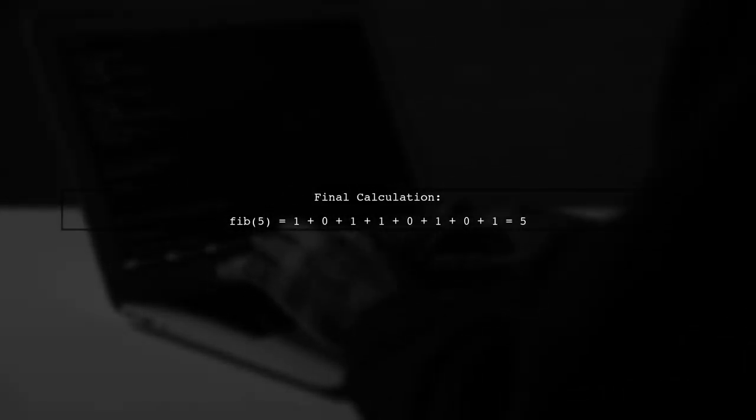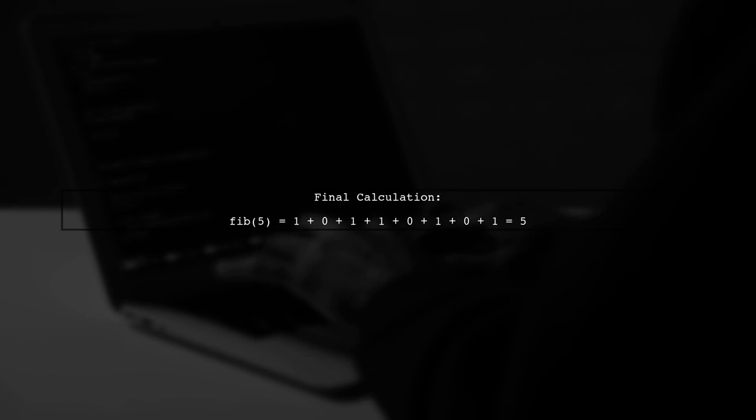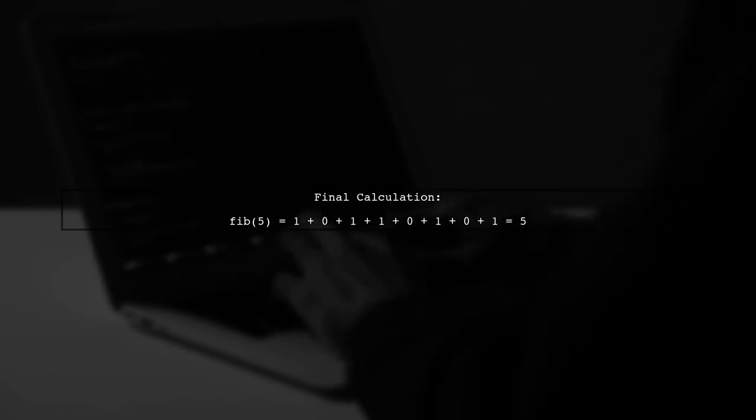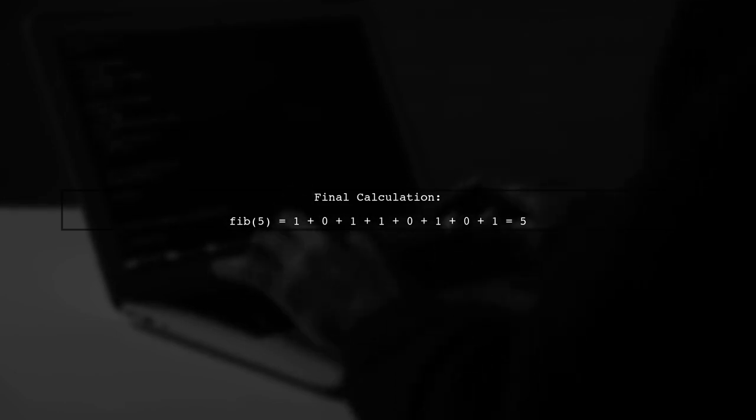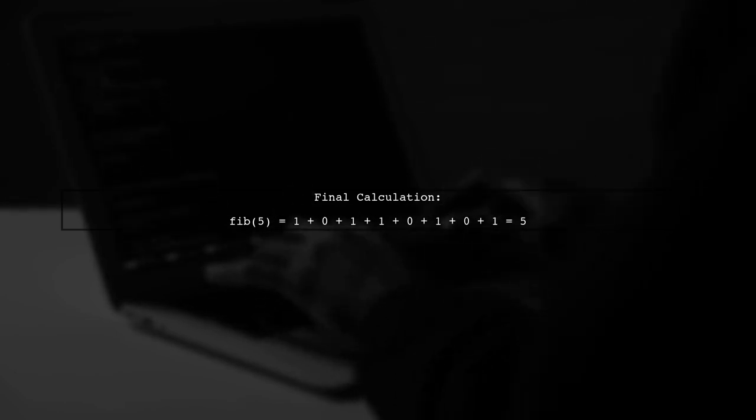Finally, we sum all the values from the base cases to get the final result. For fib of 5, the total is 5, which is the value returned by the recursive algorithm.